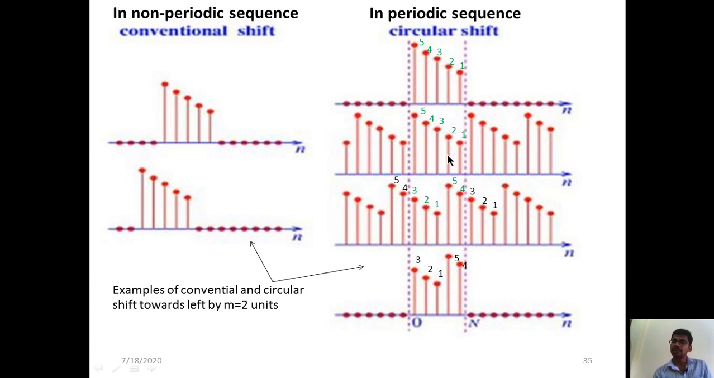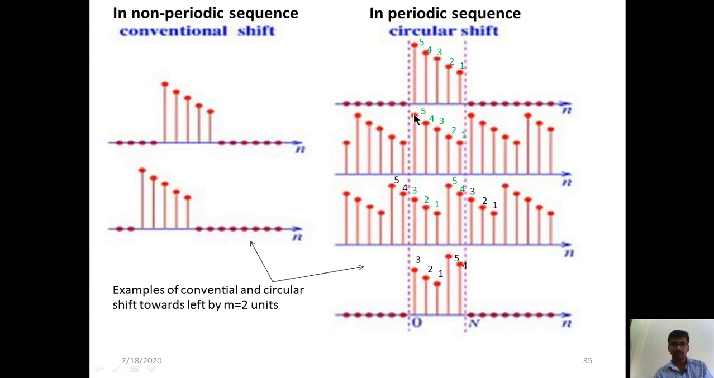After periodically repeating, now I will introduce a shift of 2 units towards left. So what happens? This 5 will come out, this 4 will come out, and at the same time this 5 will come in, this 4 will come in. So if we observe only one period in between these two vertical dotted lines, initially we have 5 4 3 2 1, and after 2 times circular shift, that is shift in a periodic sequence, we have 3 2 1 5 4. Why do we call it a circular shift?